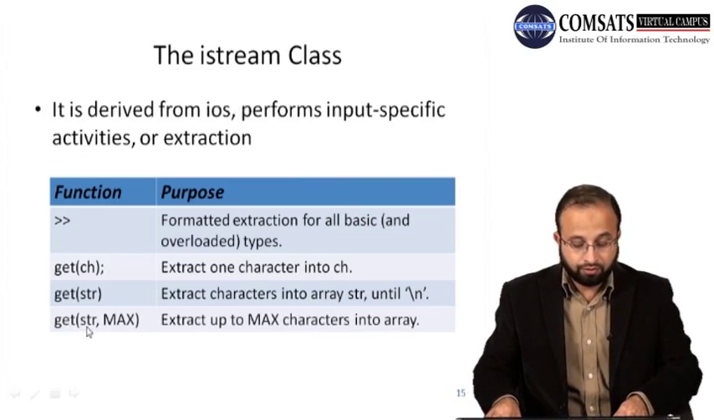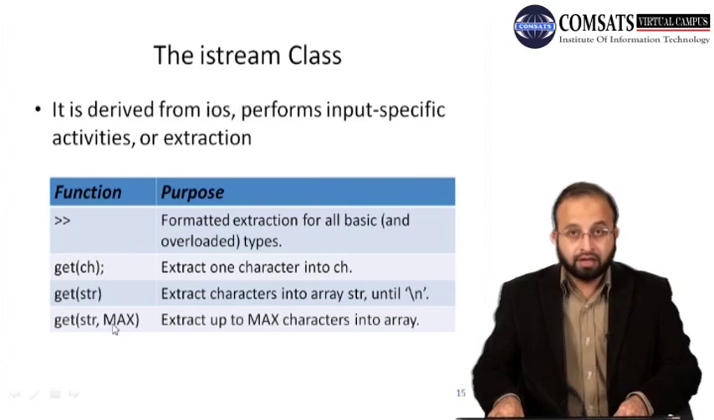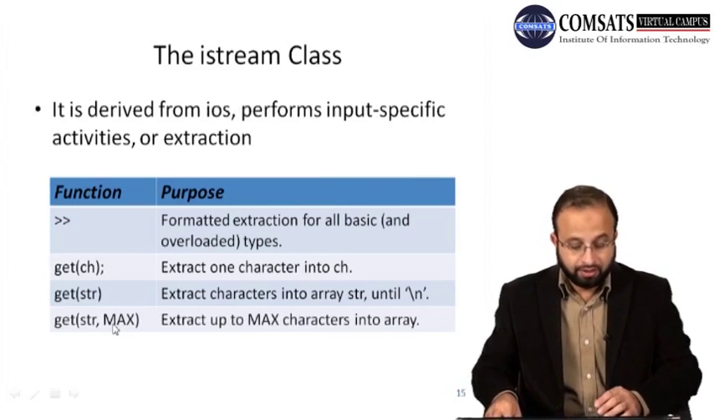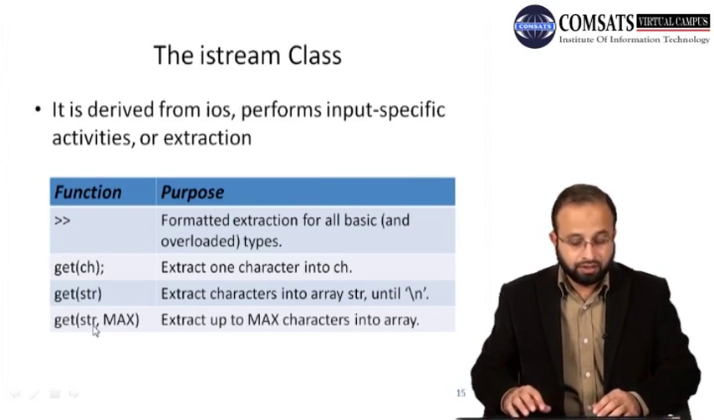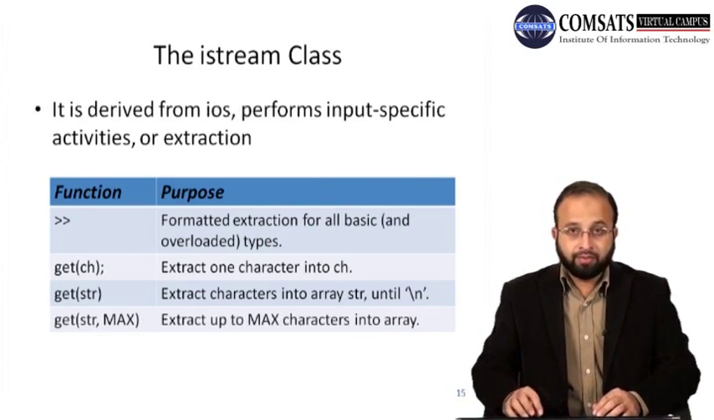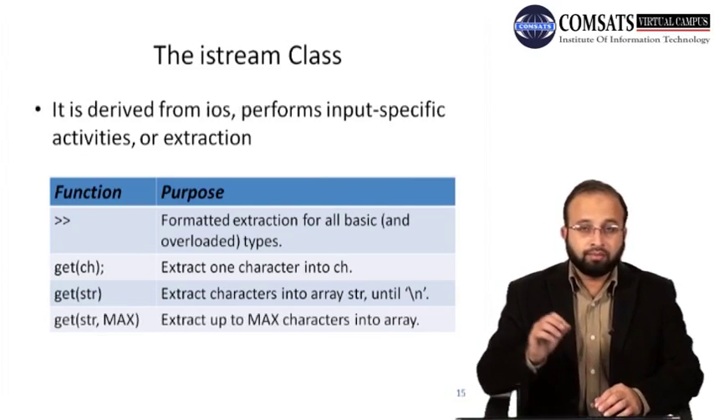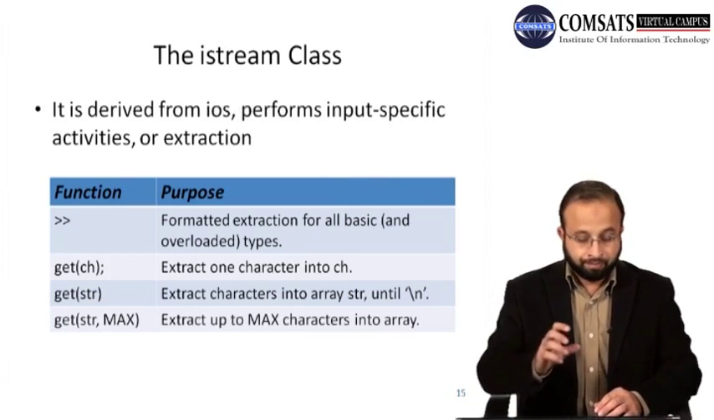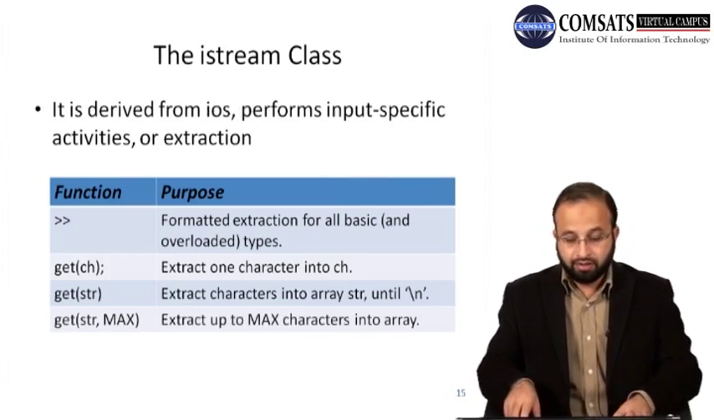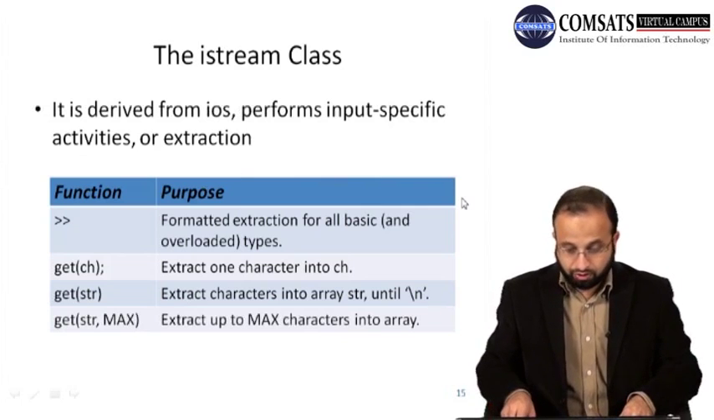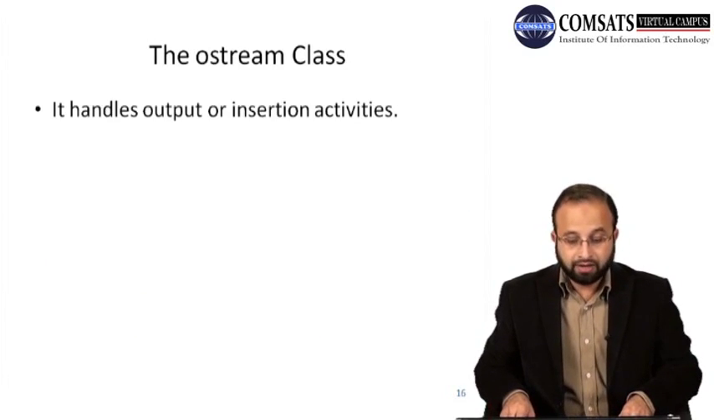So the get function with two parameters, string and max. Max is the number, so extract up to max characters into an array str. So in the str array, extract this many characters from the input stream and put them in, okay? It means get(str, max) reads max number of characters from the input stream and writes them into the str string, right? So this is a small introduction of the istream class. And the ostream class handles output or insertion activities.